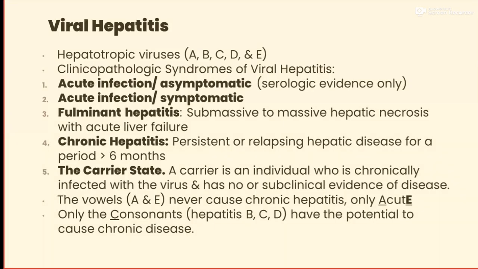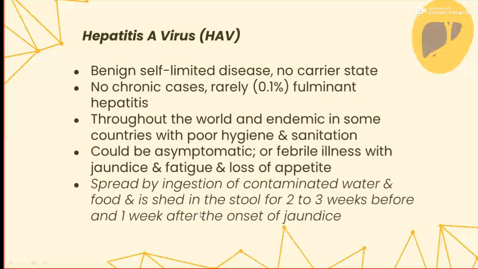دائما A و E واللي هم الفاولز they are associated with only acute presentation and they rarely to never cause what do we call chronic disease. B, C, D اللي هم الكونسونانت هم اللي بيعملوا لنا chronic presentation. تمام. من الاشياء اللي بنشوفها كثير عندنا اللي هو الهيباتيتس A فيروس.